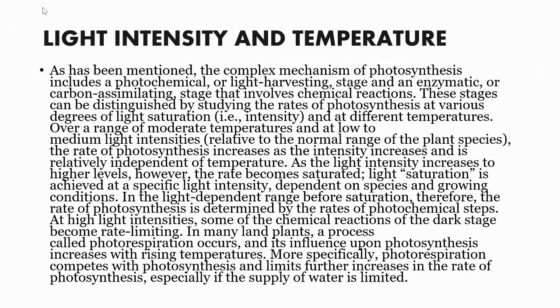As the light intensity increases to a higher level, however, the rate becomes saturated. Light saturation is achieved at a specific light intensity depending on species and growing condition. In the light dependent range before saturation, the rate of photosynthesis is determined by the rate of photochemical steps. At high light intensities, some of the chemical reactions of the dark stage become rate limiting.